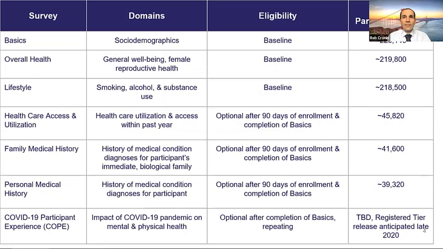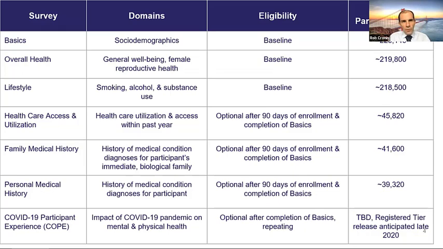So these are the surveys that are currently out there. First column are the different surveys. The second column are the domains. I'm going to go through these in a little bit. Third is the eligibility. So when are you eligible to answer the questions? And you'll notice that they're not all available right off the bat. And the last one is, how many folks have we had answer these different questions?